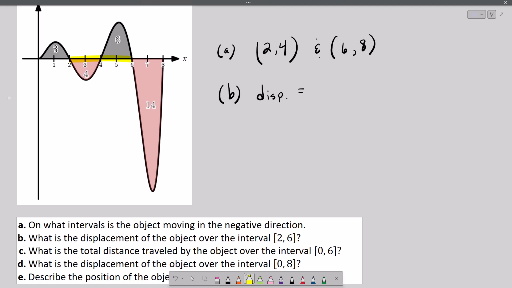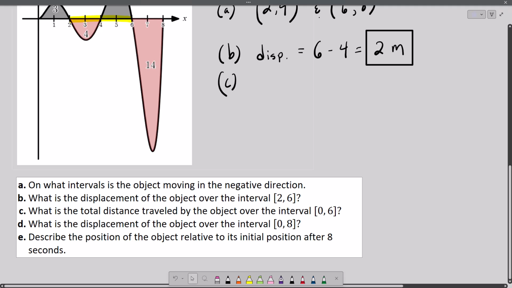2, right? So the upper area minus the lower area. That's displacement if you're looking at it geometrically. So geometrically, we're going to do 6 minus 4, 2, and the units were meters. So our displacement will be 2 meters. What would the distance traveled be from 2 to 6? 10. Yeah, 10 meters.